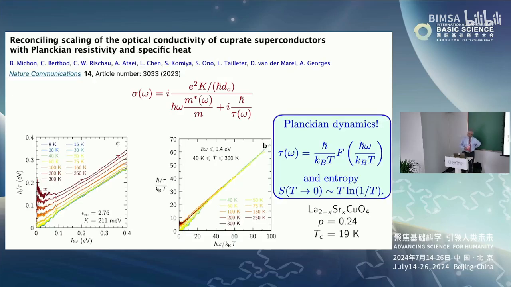This is the tau of omega as a function of frequency and temperature. So here, in fact, it was experimentally observed, you can see this famous collapse of tau as a function of frequency and temperature to only a function of temperature and frequency of this form.